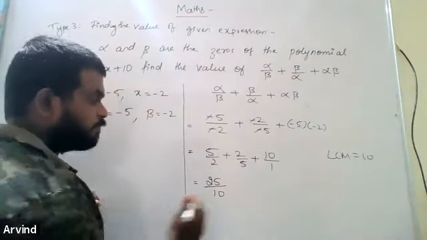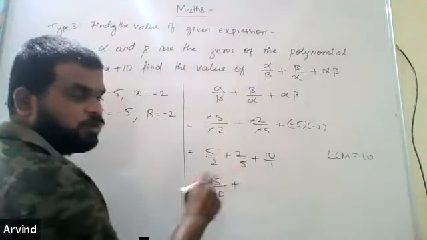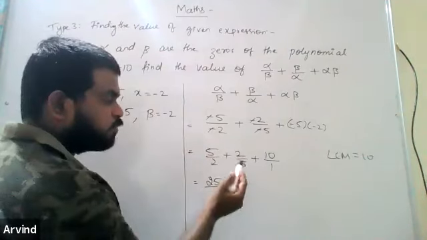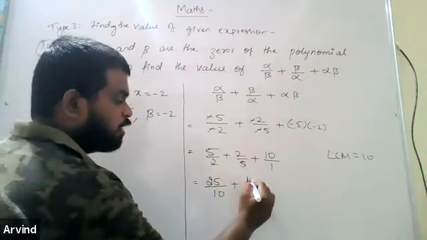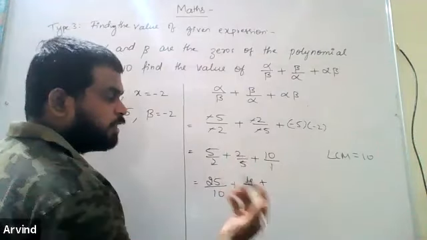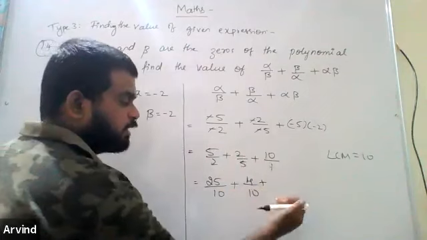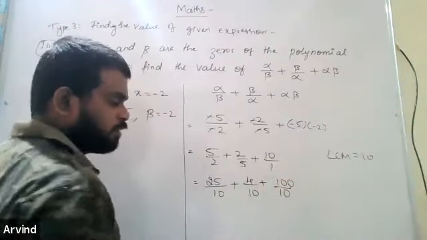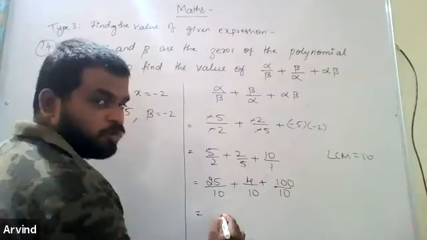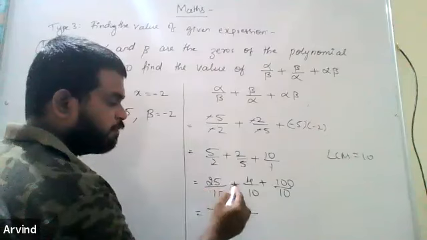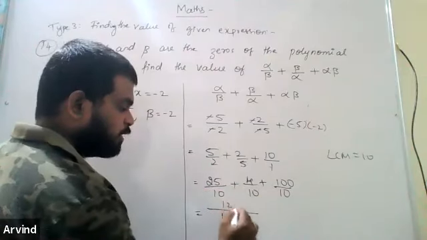So 10, and this one I have to make 10. How do you do it? By multiplication. 5 into 2 gives you 10. So multiply by 2. 2 2s are 4, 2 5s are 10. For this 1 to become 10, you should multiply by 10, right? So 10 1s are 10. Numerator, 10 10s are 100. So all the denominators are same, so you can write it once. Then add it. 25 plus 4 is 29, 29 plus 100 is 129.